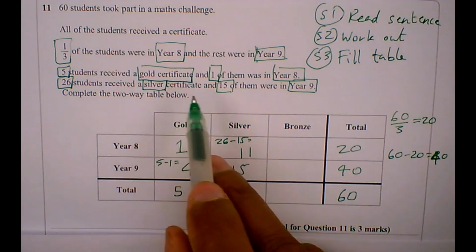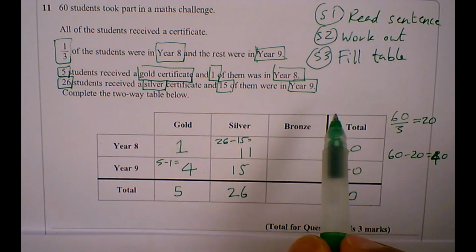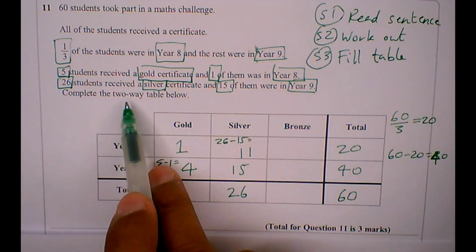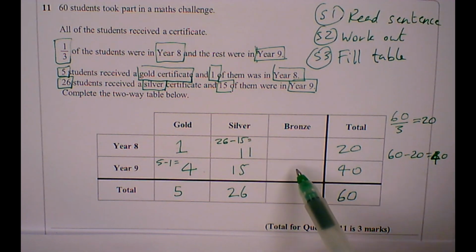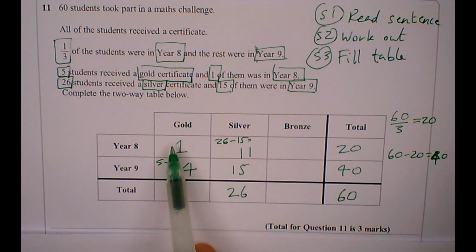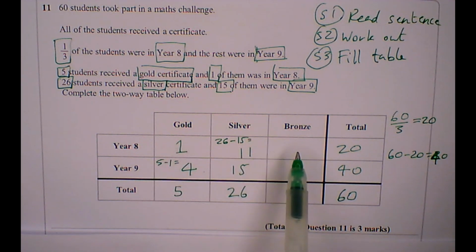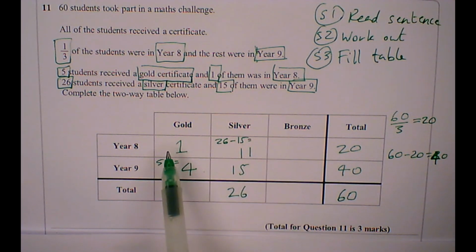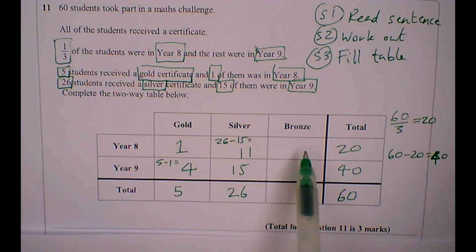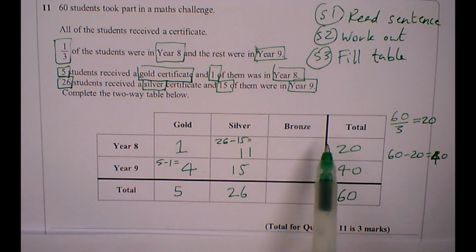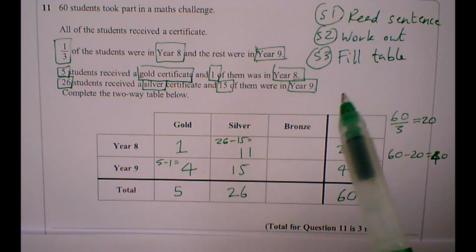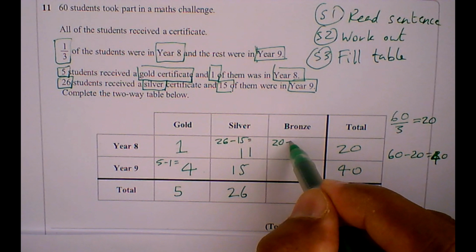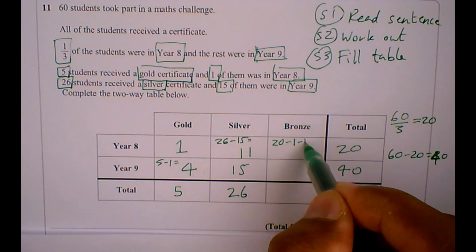Now I've moved on to my next part. Now complete the two-way table. Here, this column, I cannot work it out. I've got 3 unknowns. But if I look across horizontally, I've got one unknown, so I can work this out. So 1 plus 11 plus something gives me 20. The other way I can work it out is 20 take away 1 take away 11. So I'm going to do that.